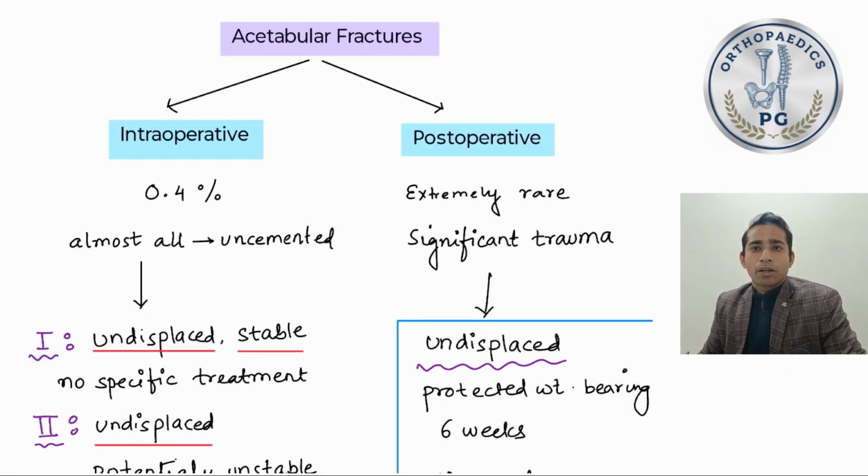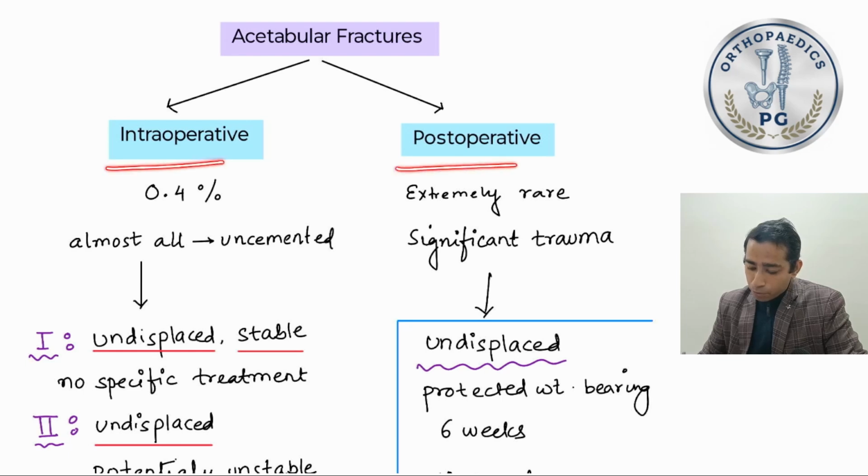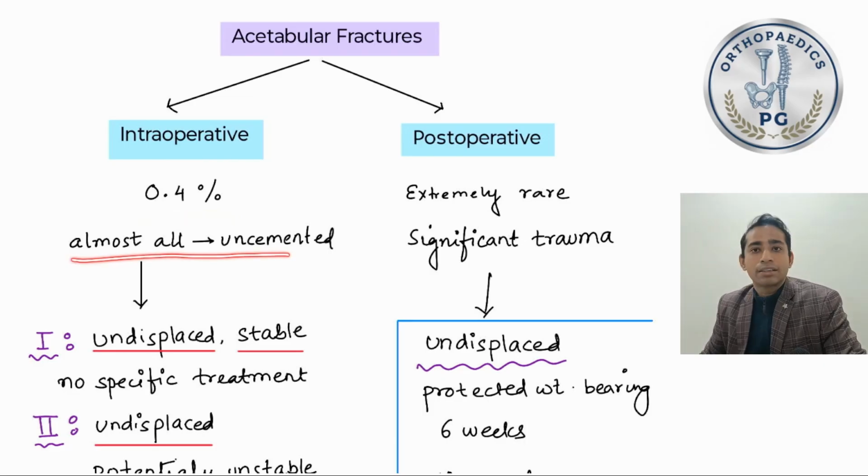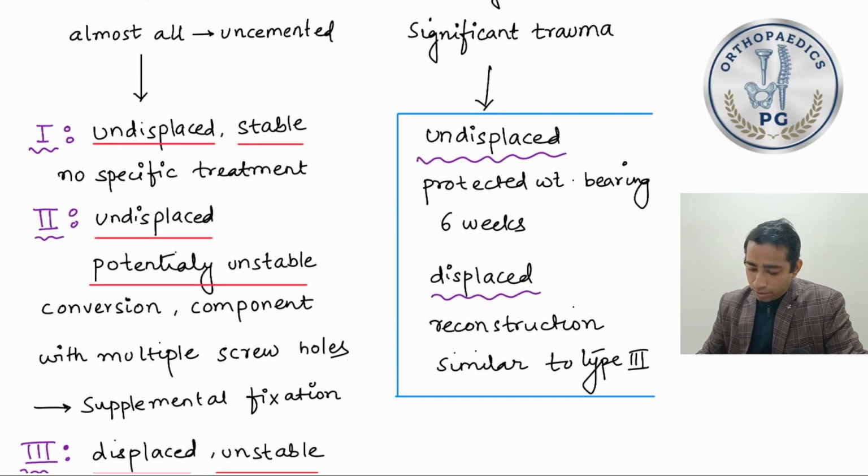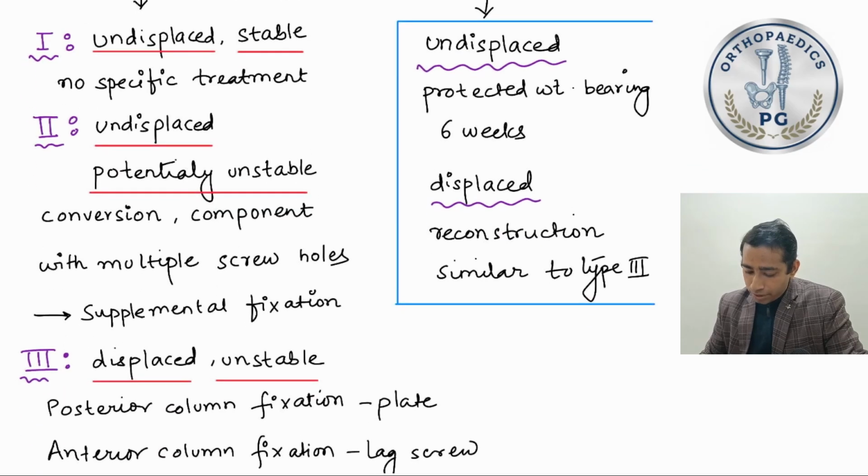Now let us talk about acetabular fractures. Now periprosthetic acetabular fractures are extremely rare. They may be intraoperative and postoperative. Intraoperative occur in around 0.4% of the cases and almost all of them are associated with an uncemented prosthesis. They are further divided into three types.